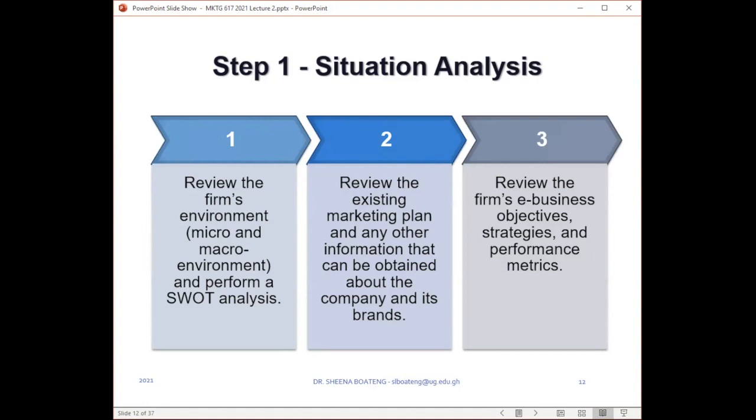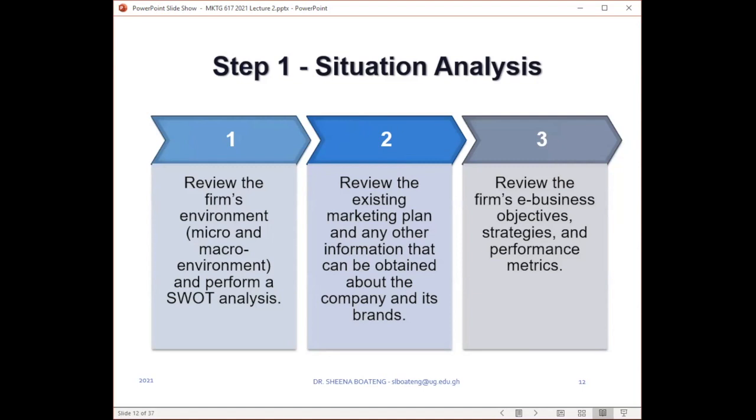Okay. So once we have done that, we also need to go ahead and look at the firm's e-business objectives, strategies, as well as the performance metrics that they are currently using to measure the success of their e-business activities. Now, why should we again care about the firm's e-business or internet business objectives and strategies? Why should we care? Okay, Manav says we want to know the firm's current situation. Indeed, but we are talking about specific current situations, not just in general, right?